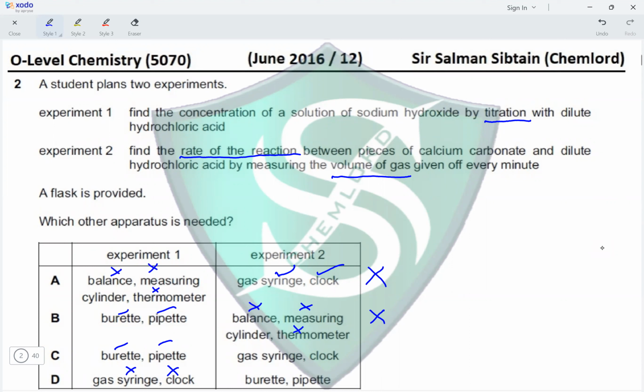Next, we need a gas syringe for collection of gas. Yes. We need a clock to time the collection of gas. Yes. So in this option, both experiments 1 and 2 have the correct apparatus listed. And the last one, we do not need a burette or a pipette for experiment 2, making this option incorrect. Therefore, the correct option for this question is option C.